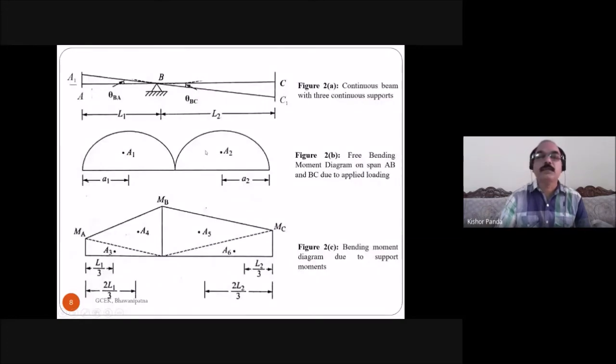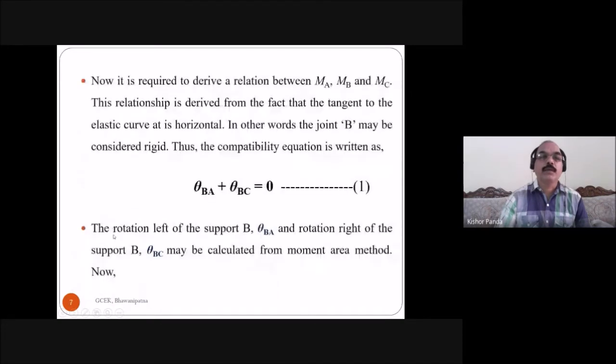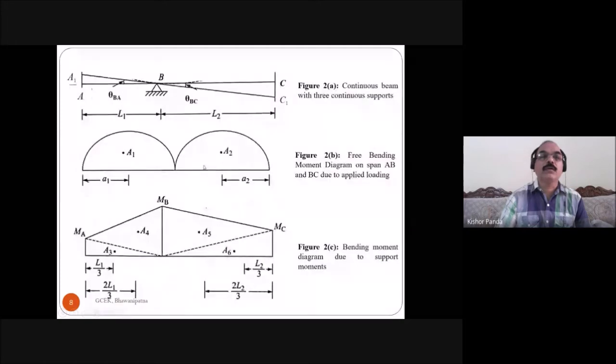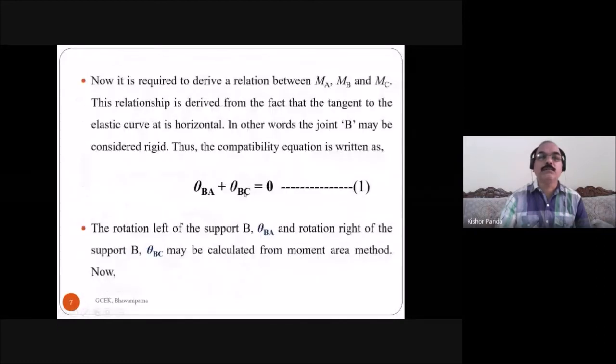So as this is a rigid connection, what is the slope? The slope at B, theta BA plus theta BC, is equal to 0. Based on this compatibility equation, we will find out the three moment equation. The rotation left of the support B is theta BA, and on this side the slope is theta BC.